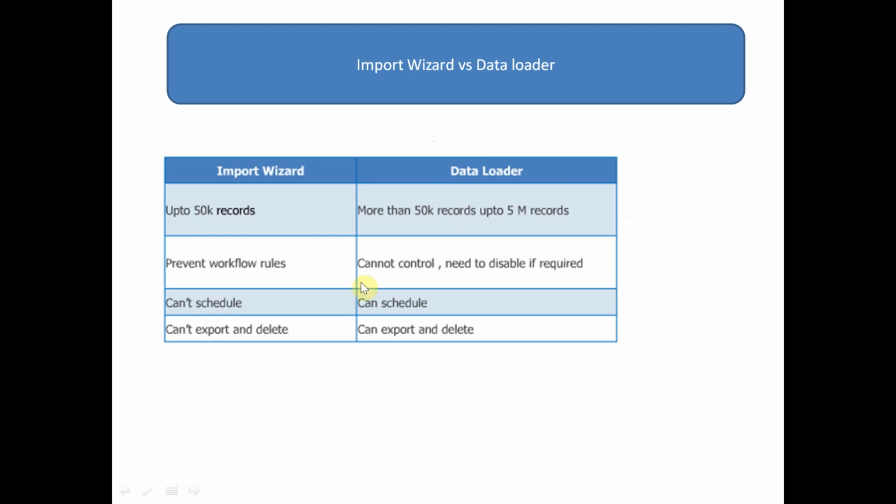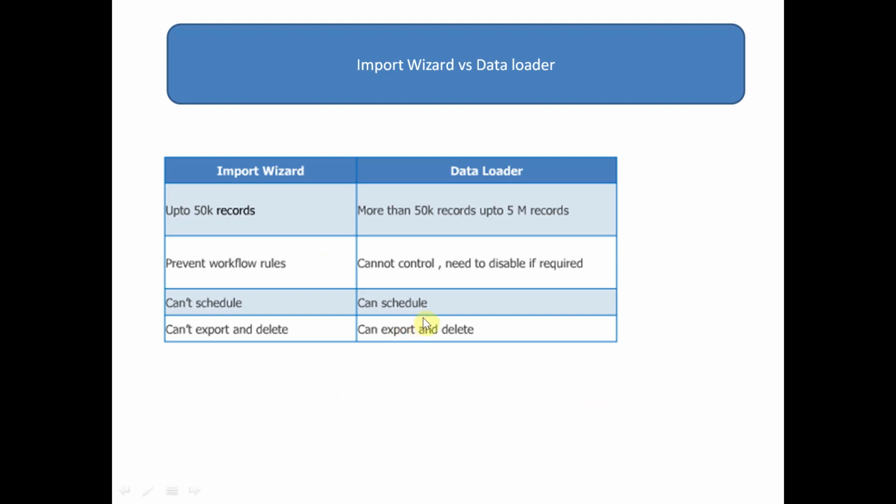Let's look at a comparison between these two tools. Import wizard is up to 50,000, data loader between 50,000 and 5 million. But the advantage of the import wizard is you can prevent the workflow rules from running. Suppose you're importing 50,000 records and you've got workflows running. You know what a workflow is, right? It will be triggered on a create or edit. In data loader you cannot prevent that; you'll have to go there and disable it, either by marking it as deactivated or giving some system setting like we saw yesterday in the previous video.